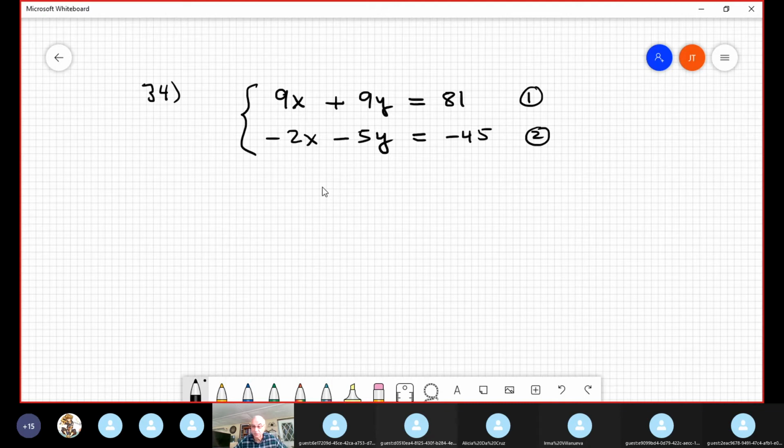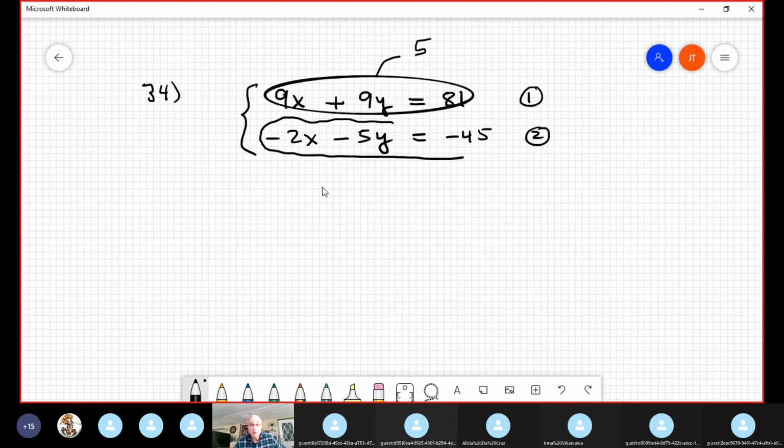There are many ways to do it. For example, you take equation number 1. You multiply the entire equation 1 by 5. 5 times 9, 5 times 9, 5 times 81. For sure, 5 times 9 is 45. And you take equation number 2 and multiply by 9. I am sure that when you go to the y part, we have 45, but negative 45, and this is ready for elimination. This is one way.